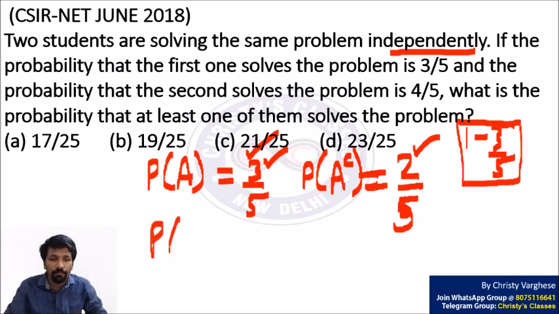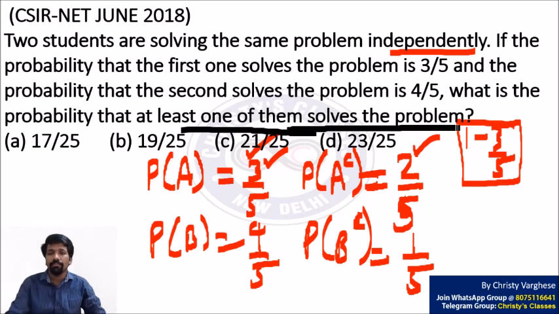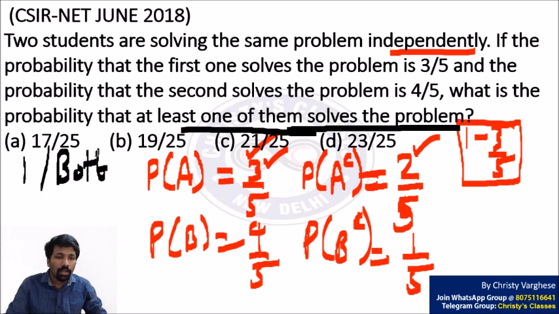Same way, probability of B solving is given as 4 by 5. Probability of B not solving will be how much? 1 minus 4 by 5, that is 1 by 5. So, this much we know already. Now, the question is asking, what is the probability that at least one of them solves the problem? At least one of them means, one of them solving the problem is okay. Both of them solving the problem is also okay. What is not okay? None of them solving is not okay.